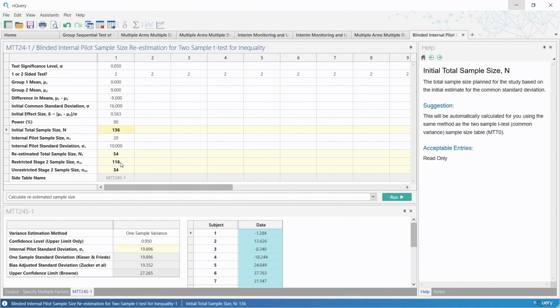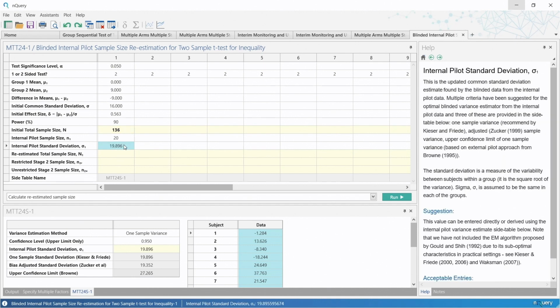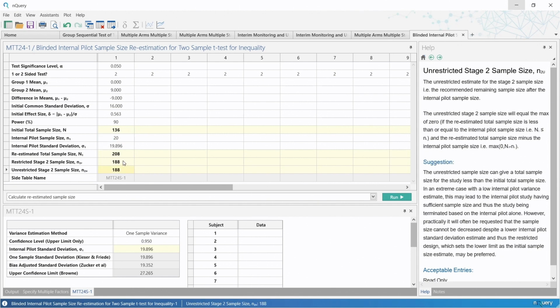The restricted sample size is that in which sample size decreases are not allowed, and in this case we would still have to continue for 116 subjects after the original internal pilot. However, if we allow sample size decreases versus the original study sample size calculation, we would only need 34 additional subjects based on their standard deviation being exactly equal to 10. However, in a blinded sample size re-estimation, we are usually only interested in sample size increases, and thus either of these will be usable in that case.